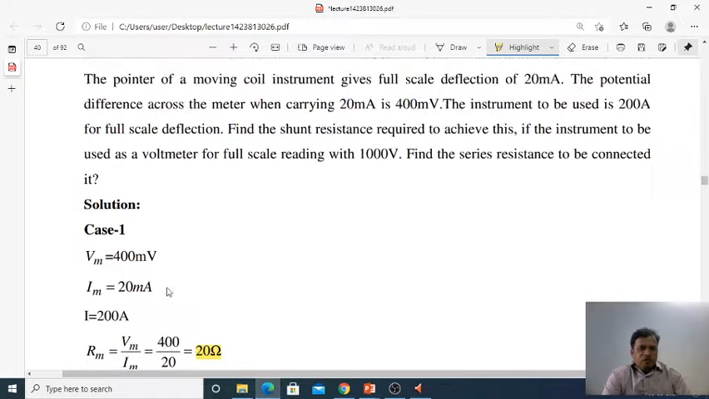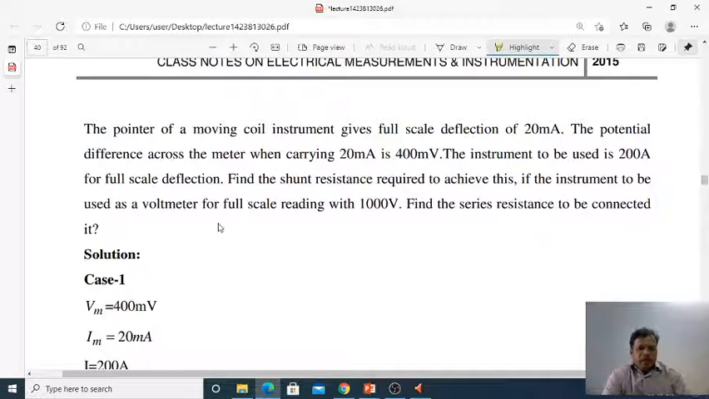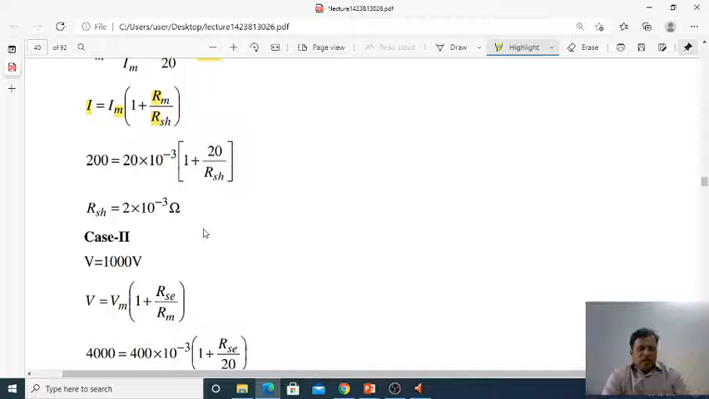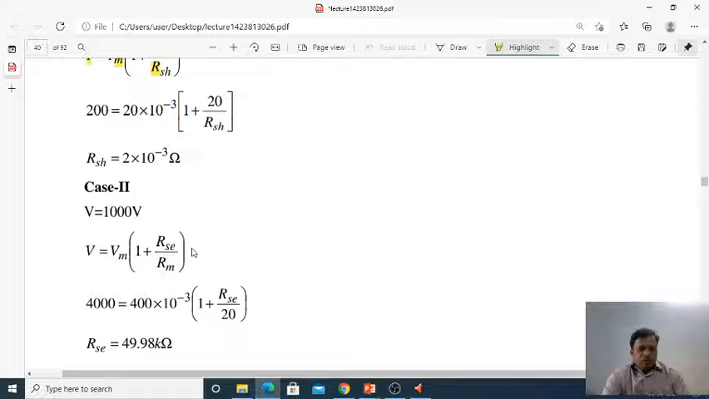Now we have to find the series resistance to be connected. How do we find the series resistance? V is equal to 1000 volts, it is given already. So V is equal to Vm into 1 plus Rsc by Rm. That is 1000 is equal to 400 into 10 power minus 3 into 1 plus Rsc by 20. Rm is 20. So Rsc is equal to 49.98 kilo ohms.